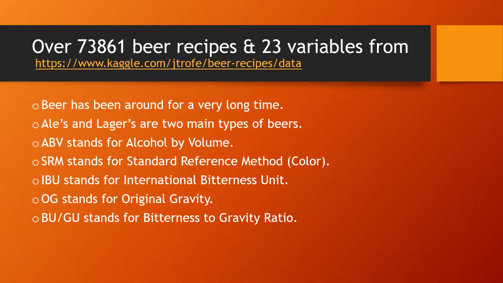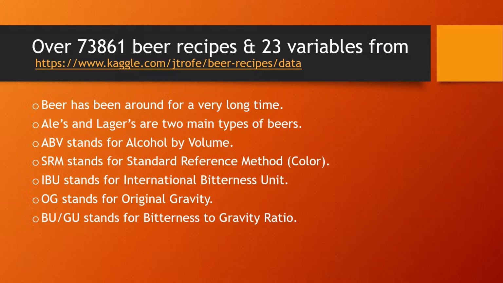A little bit about beer. As you may know, beer has been around for a very long time. Ales and lagers are the two main types of beers. ABV stands for alcohol by volume. SRM stands for standard reference method, which is color. IBU stands for international bitterness units. OG stands for original gravity, which is the amount of solids.